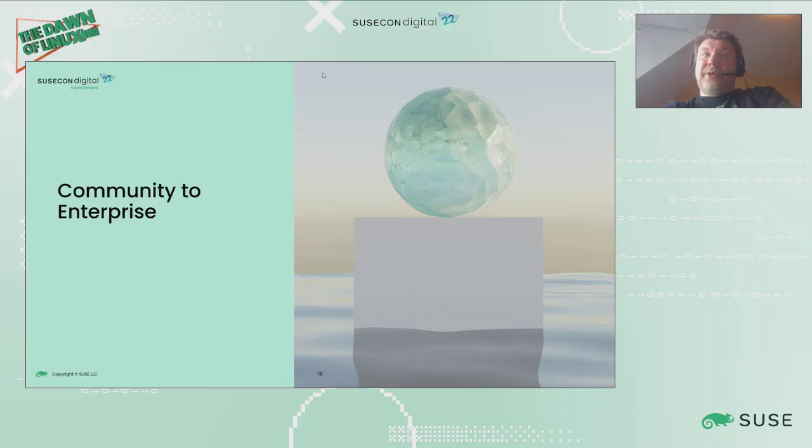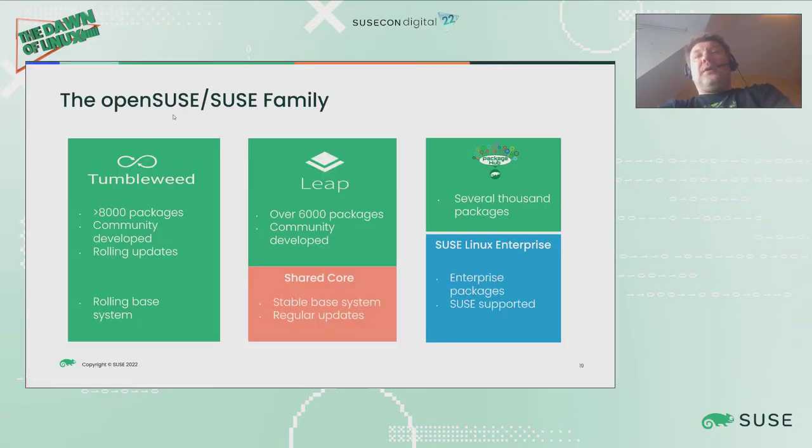Okay, next chapter, community to enterprise. We have three major waves of maturity. We start with a thing called Tumbleweed. That's the thing that is driven by community. It's a really large set of packages. It has more than 8,000 packages.